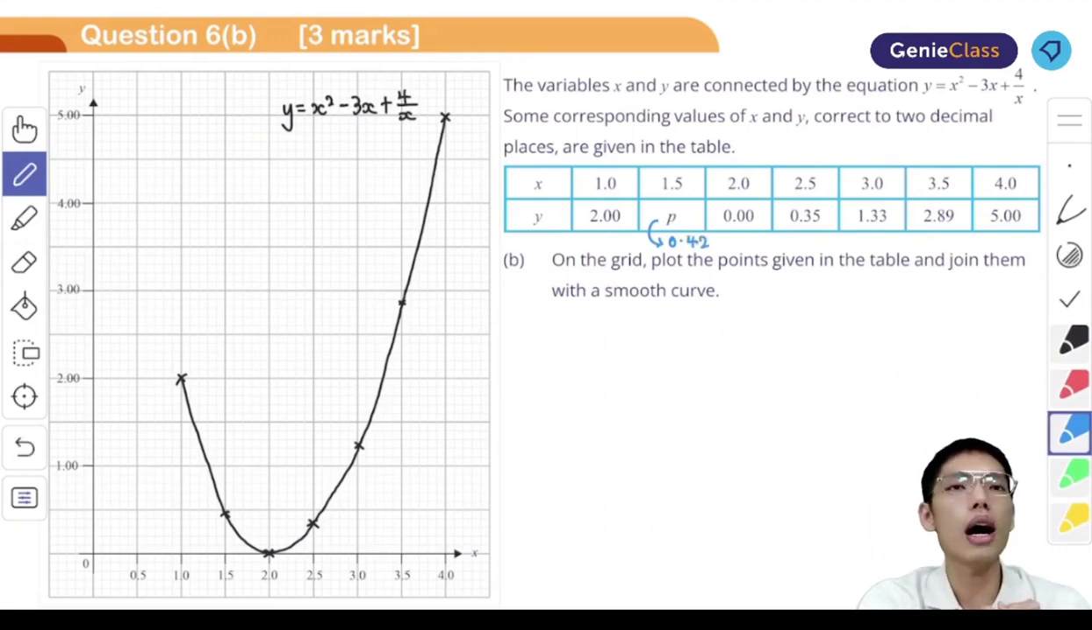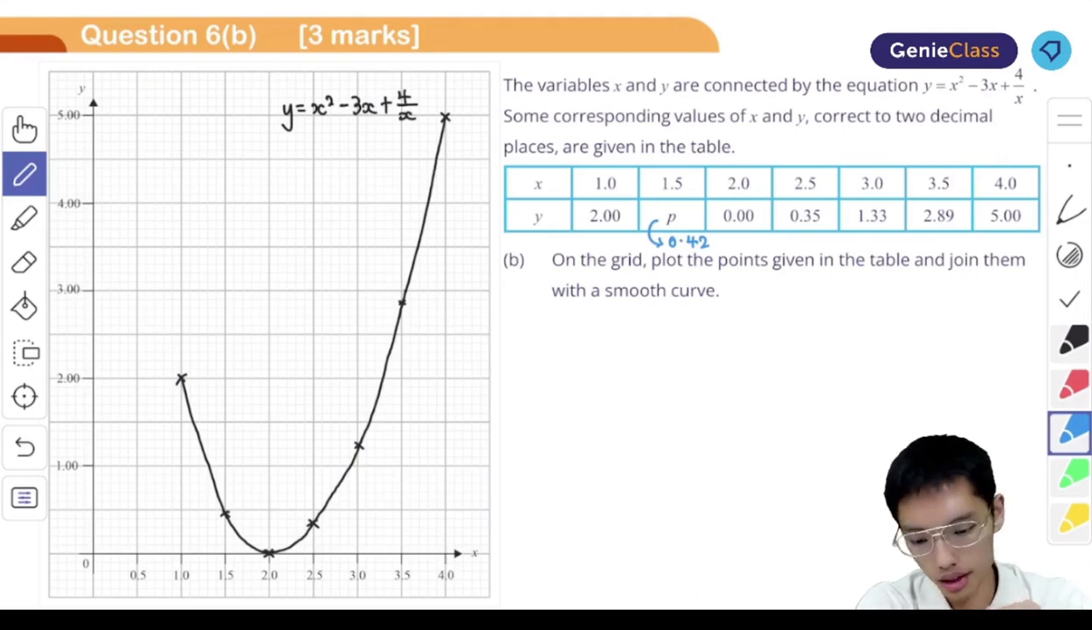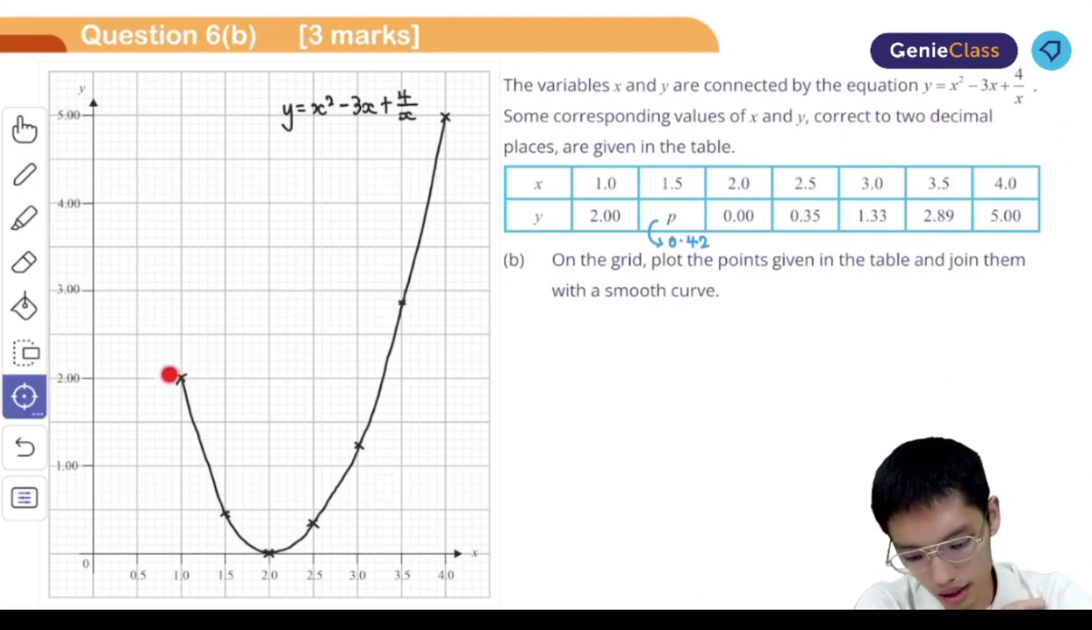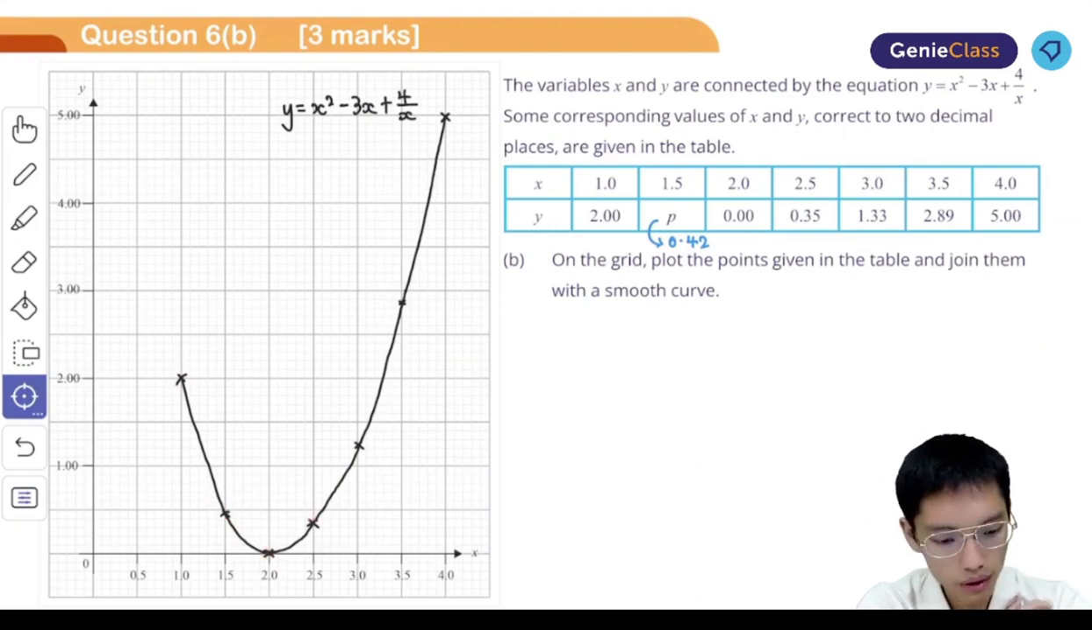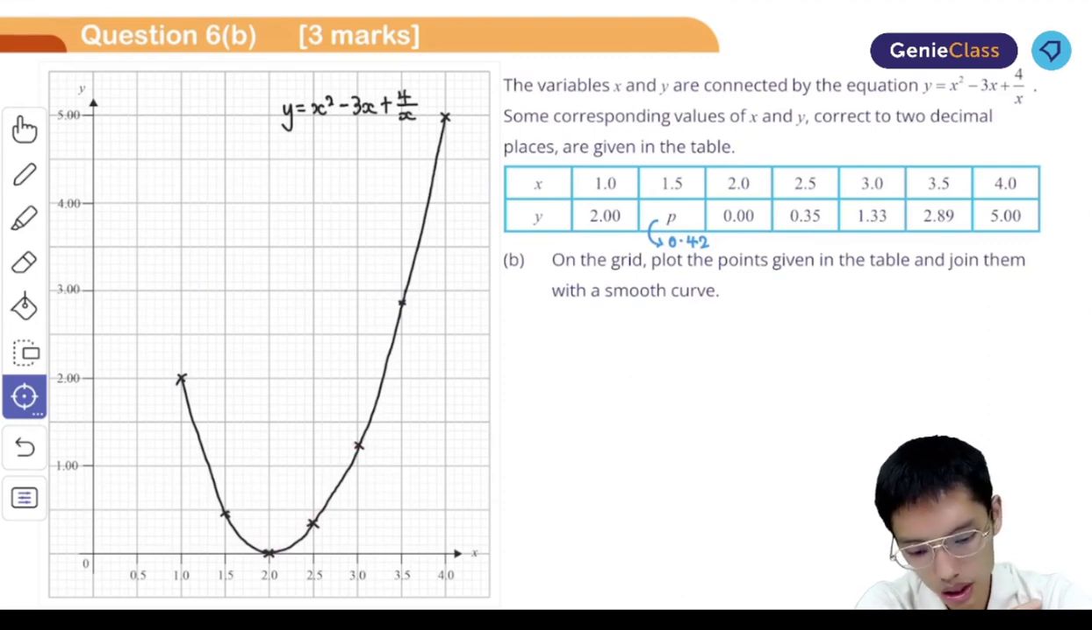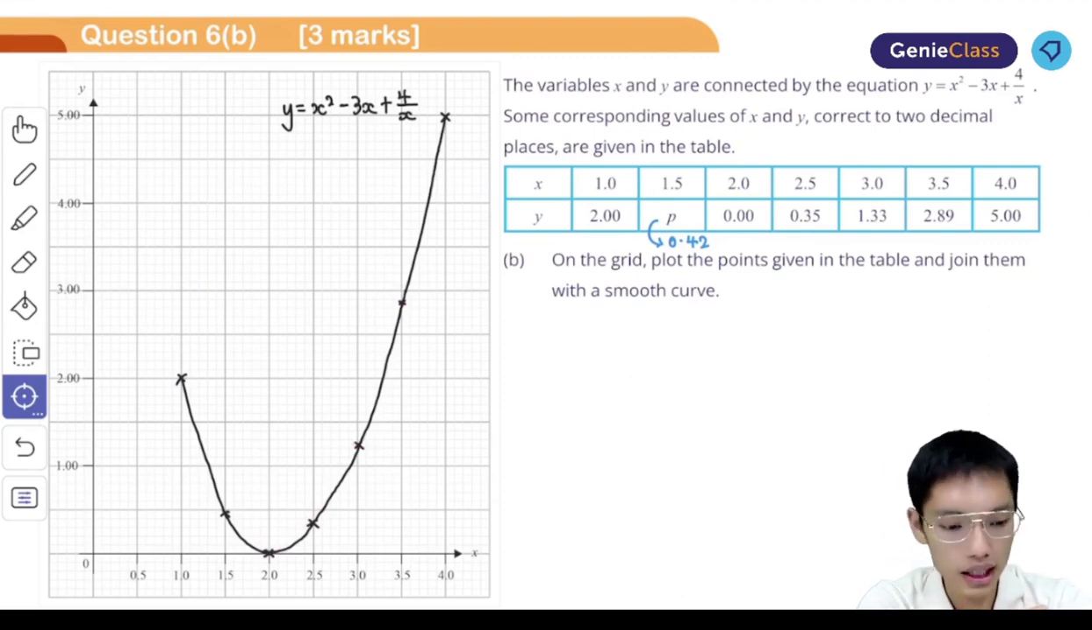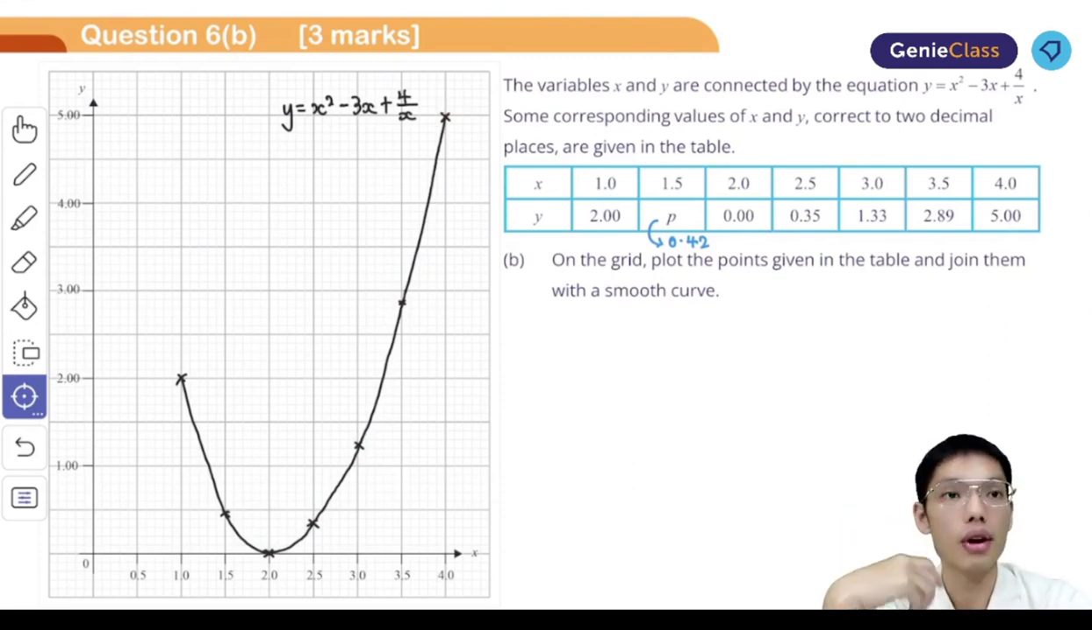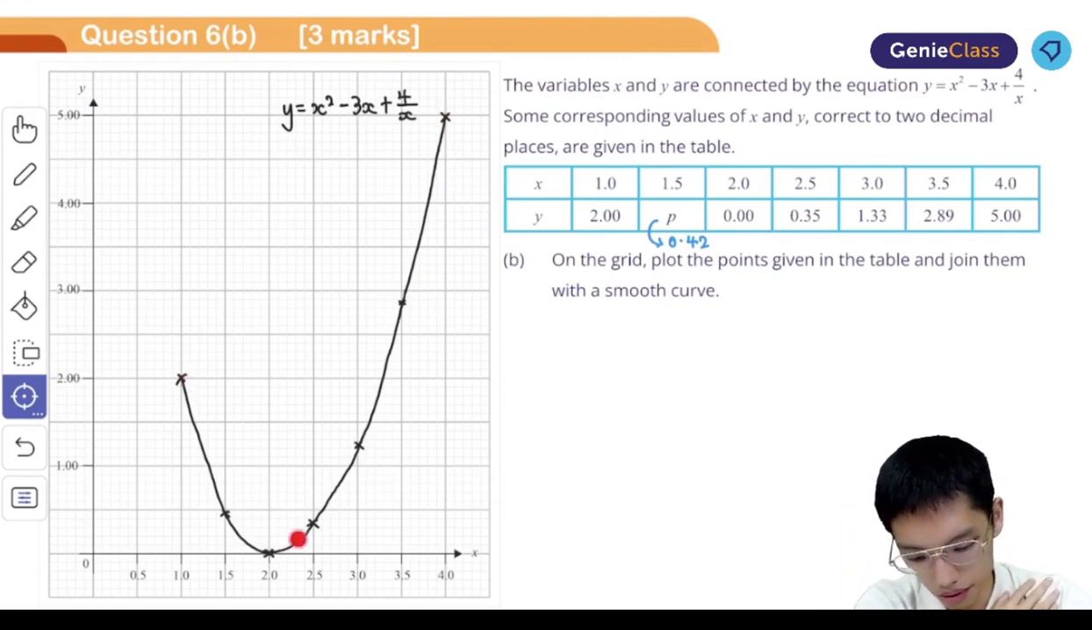Then all we need to do afterwards is just to link the dots. So from here, this is your 1 and 0, 1.5 and 0.42, 2 and 0, 2.5 and 0.35, and so on and so forth. 3, 3.54 for your X values, and 1.33, 2.89, and 5 for your Y values. And just make sure you join them smoothly.